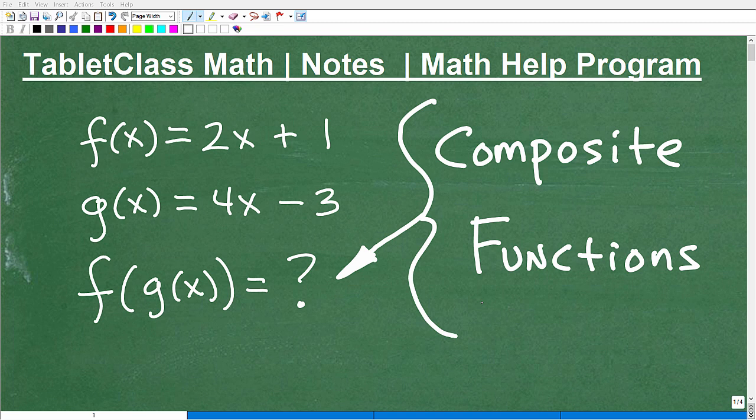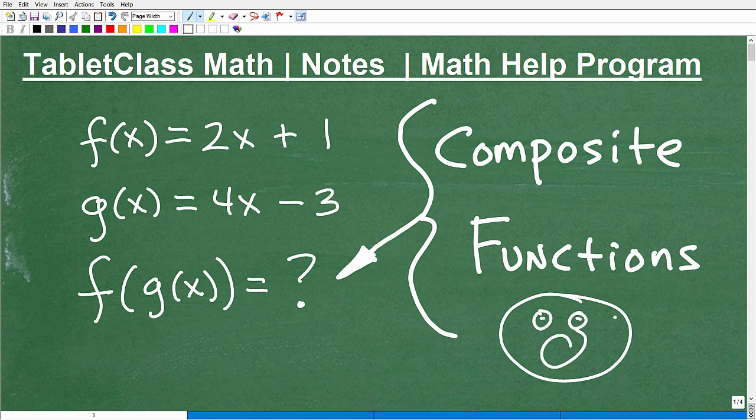Okay, let's talk about composite functions. And this is every algebra student's favorite topic. And of course, I'm being a little silly by saying that, because most algebra students, when they first are introduced to this concept of composite functions, tend to have an expression that looks a little bit like this.